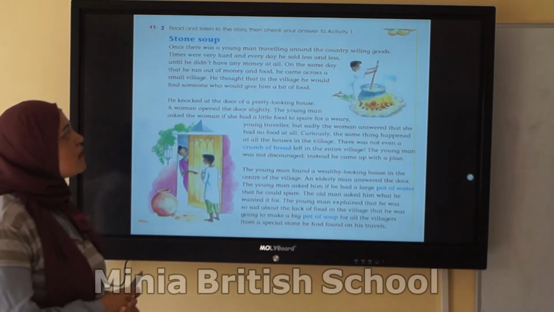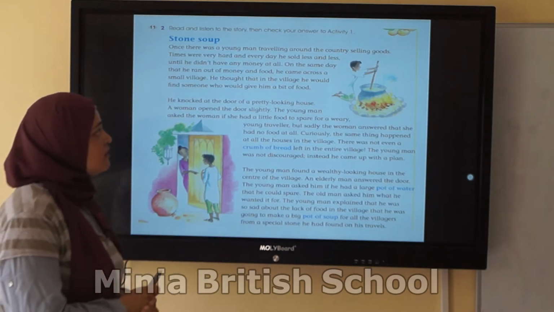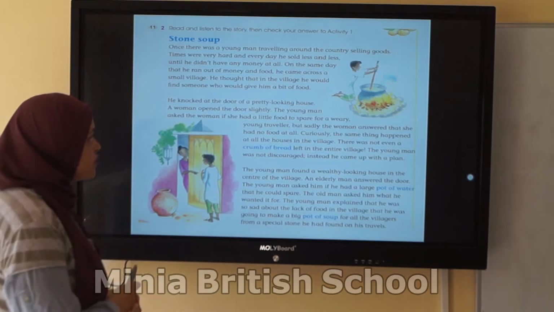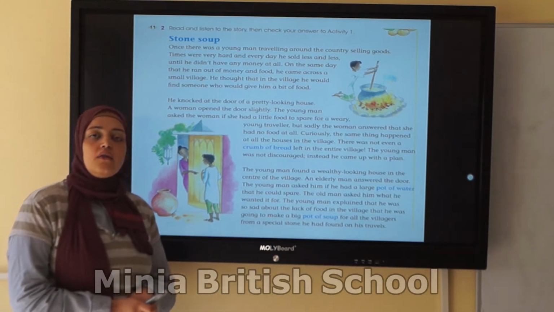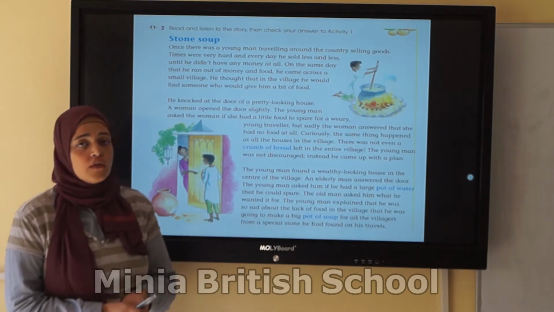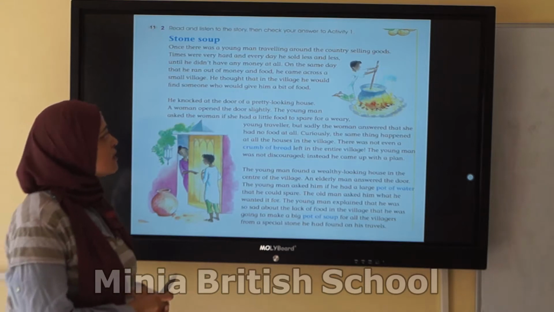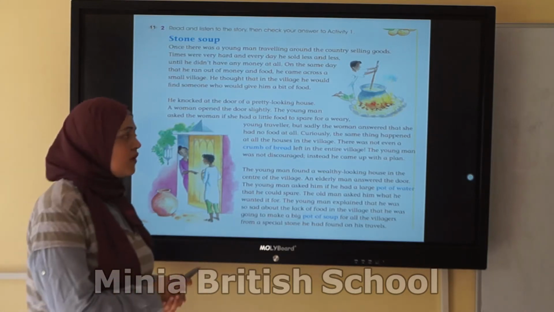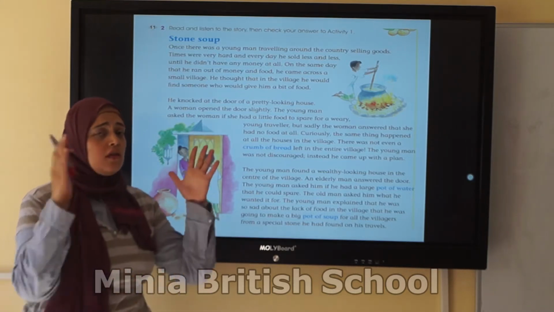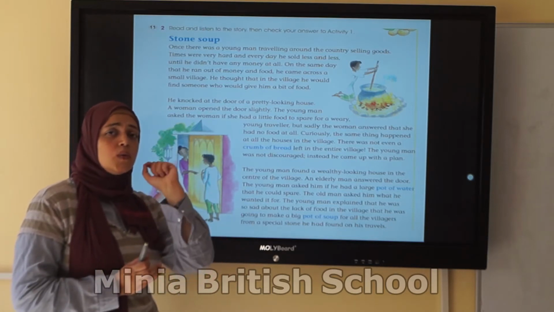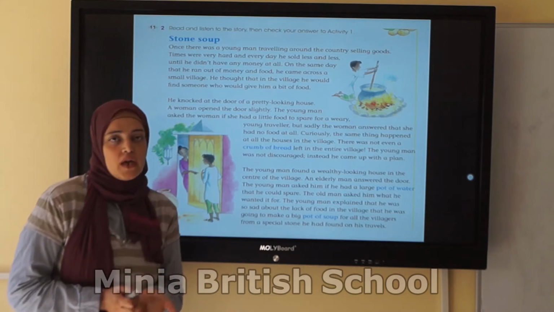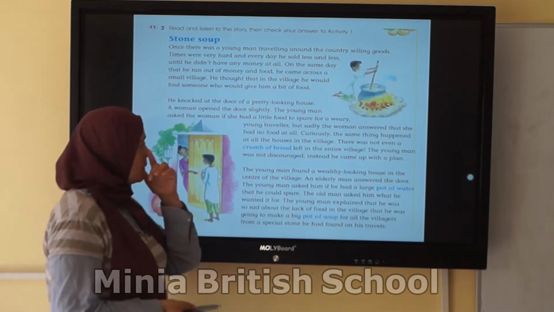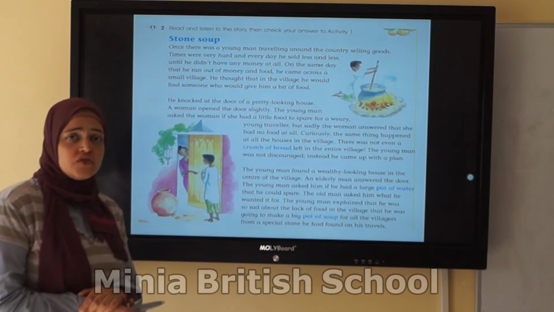He came across a small village. He thought that in the village he would find someone who would give him a bit of food. So he thought about how he could solve his problem. He didn't say a lot of food, he only wanted some food, so as not to be hungry. He is not the one who wants more and more and more. He is not greedy. So, what did he plan to do?